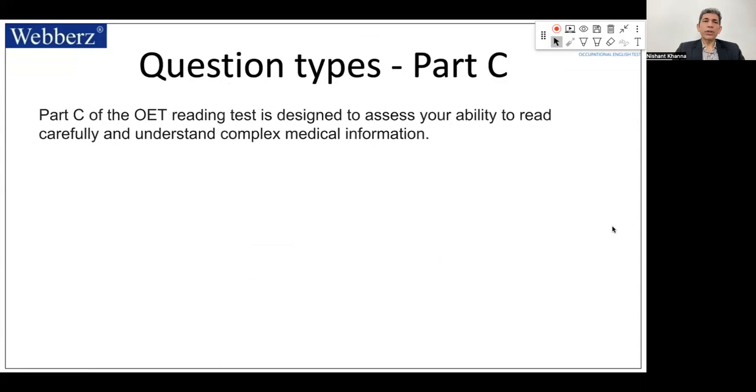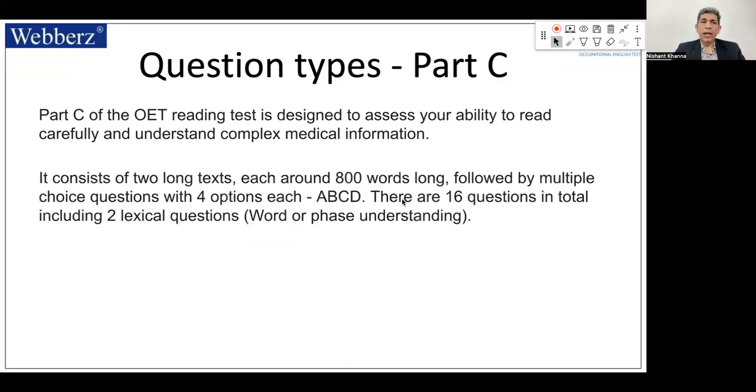Going further, question types of Part C. Now, Part C is basically designed for you to read very carefully and understand complex medical information. All the articles in Part C are going to be from medical journals, science articles, research articles, things like that. It will contain two texts, which are 750 to 850 words long. So approximately, we can say 800 words long. They are followed by multiple choice questions, 4 options each, A, B, C, D. There are 16 questions in total, including 2 lexical questions.